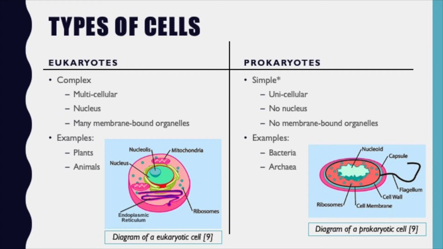They also do not have a nucleus, so their DNA and genetic information kind of floats around in a nucleoid, as you can see on the right side. And then they don't have any membrane-bound organelles. And so they can't do as many complex things as eukaryotic cells can. Some examples of prokaryotic cells are the most simple forms of life, including bacteria and archaea.